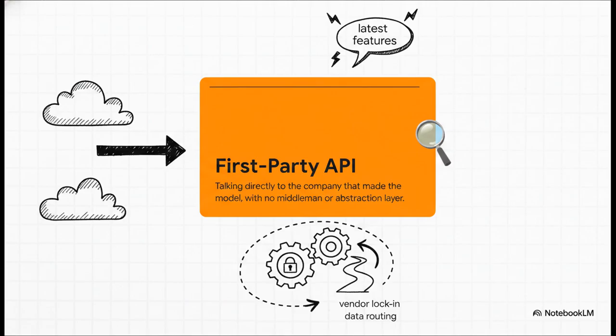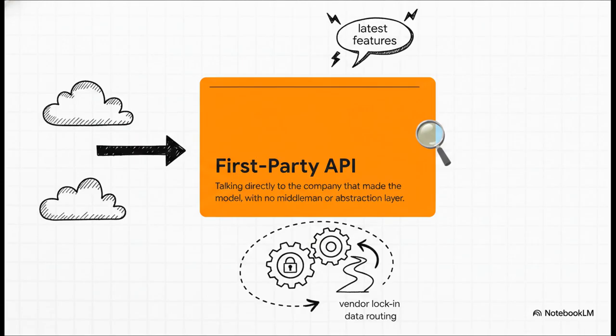Put simply, a first-party API means you are talking directly to the company that actually made the model. You want Claude? You go straight to Anthropic. You want GPT? You talk to OpenAI. This directness offers a really beautiful simplicity, the absolute cleanest support path, and it gives you access to the latest features literally the second they drop.